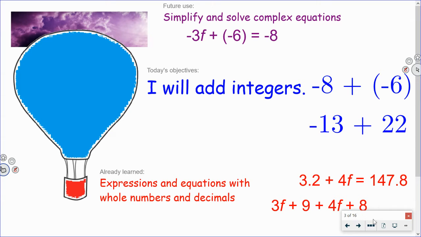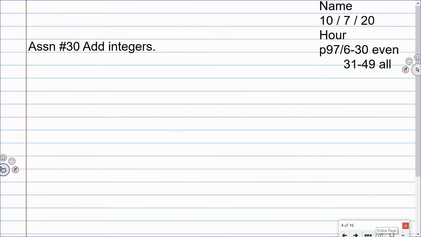So think about where we've been. We've done expressions and equations with positive whole numbers. We've done it with decimals. Now it's time to get to positives and negatives, so that we can eventually get to multi-step equations with negative numbers. Go ahead and pause right now, title your paper, come on back when you're ready for some examples.